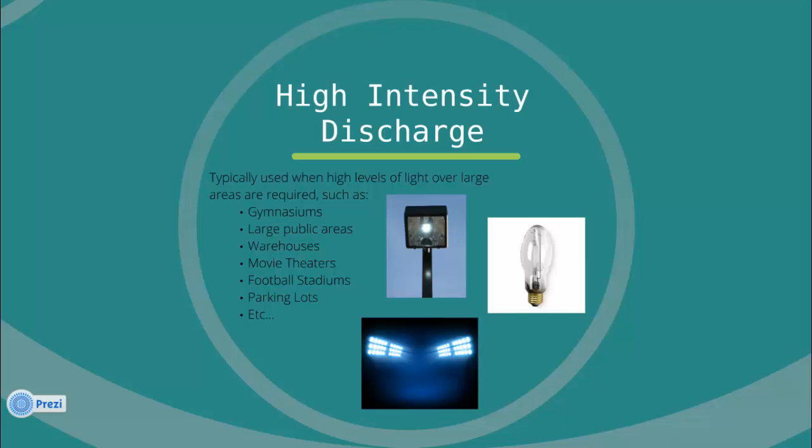High-intensity discharge. High-intensity discharge lamps are used typically when high levels of light are needed over large areas. These areas can include parking lots, stadiums, and gymnasiums. High-intensity discharge lamps include mercury.